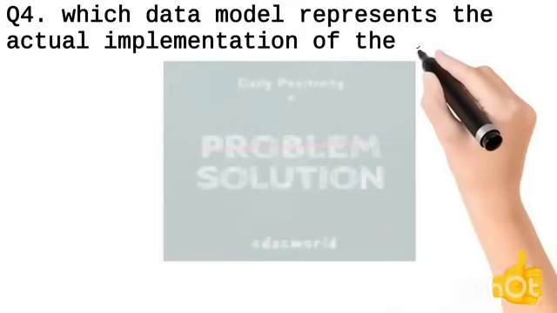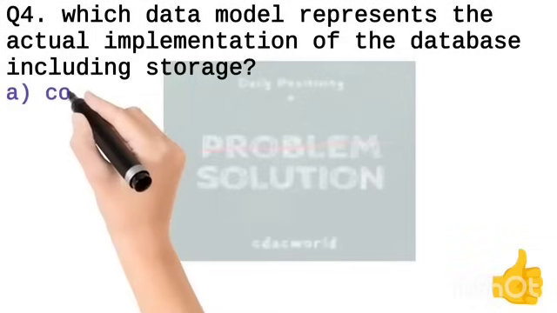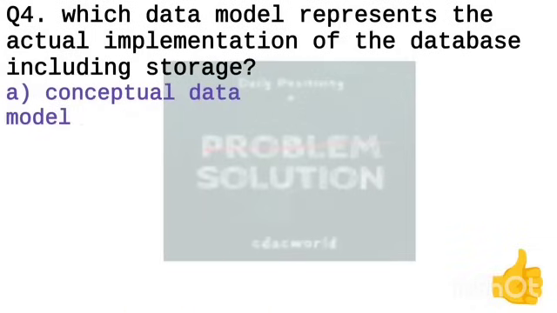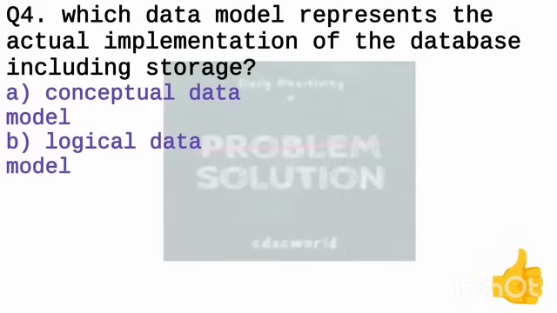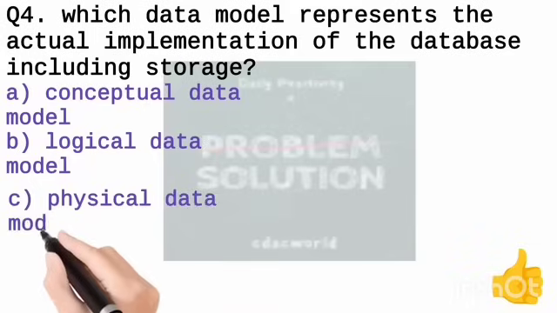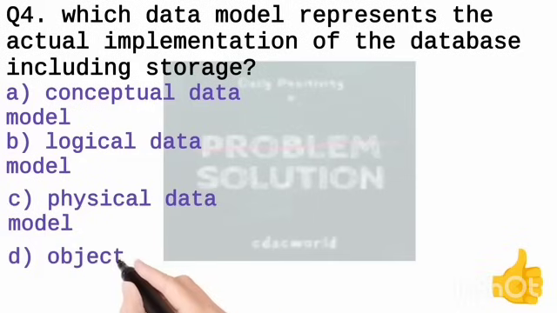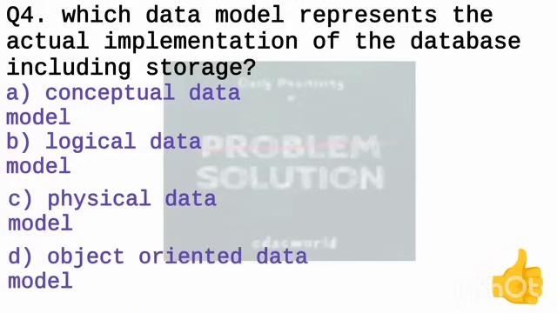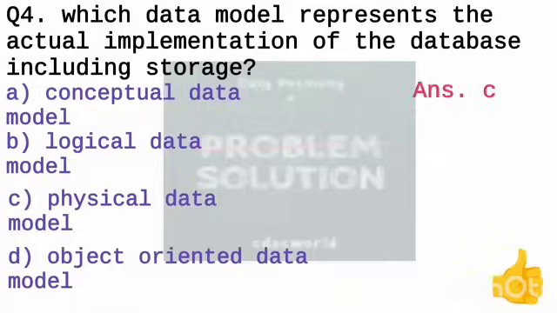Query number 4. Which data model represent the actual implementation of database including storage? Option A, conceptual data model. Option B, logical data model. Option C, physical data model. And option D, object-oriented data model. And the answer is C, physical data model.